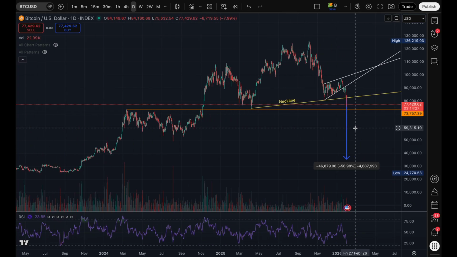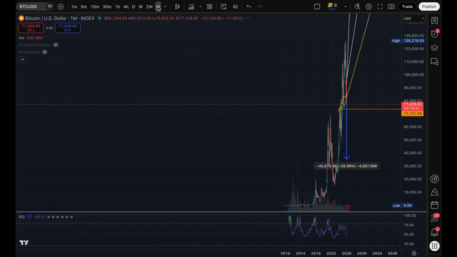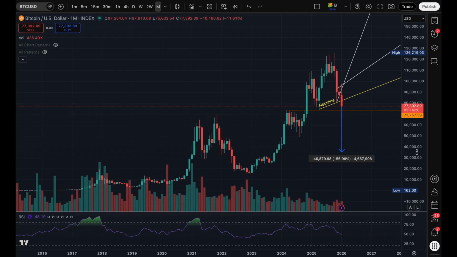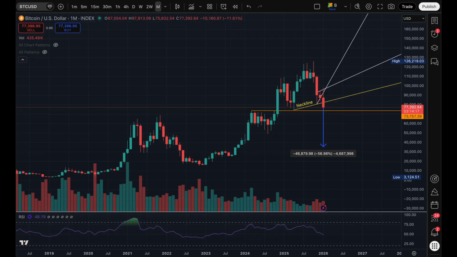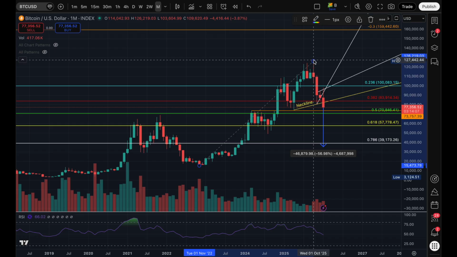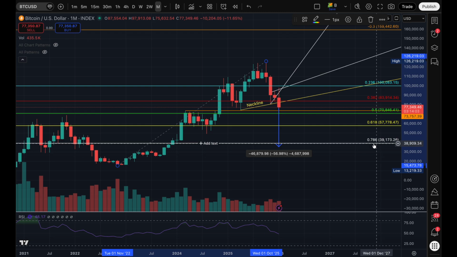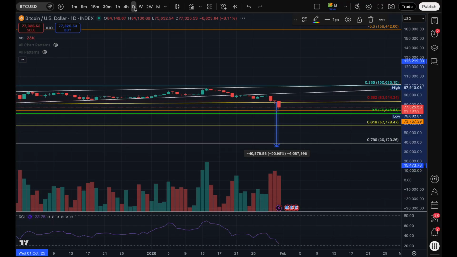I don't know. Let's also add one more indicator to make things a little interesting, hopefully not too confusing. And what I'm going to do is I'm going to take a Fibonacci retracement. I'm going to start at the beginning of the trend here. So this is 15,473. We're going to take it all the way to the top. And look at that. I mean, you got the 786 level at 39,000, which is in that area. It's in the neighborhood of where the measured move is. So is it that crazy? I don't think so. Okay.